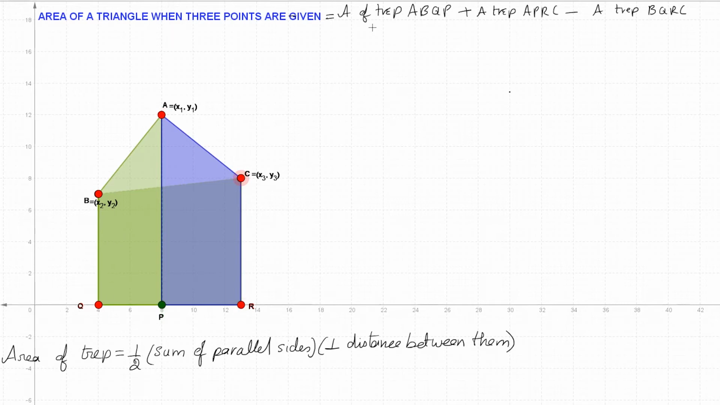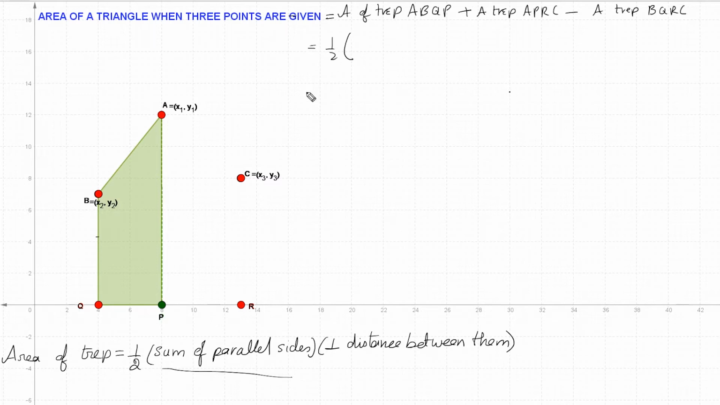So the first thing is to find the area of the trapezium ABQP. And we know that the area of the trapezium is given as half times the sum of parallel sides times the perpendicular distance between them. So let's go ahead and do that. I'm looking for the area of this trapezium, which is half times the sum of parallel sides. We can see that BQ and AP are the parallel sides. Let me write that here. That is nothing but half times the sum of parallel sides, BQ plus AP.